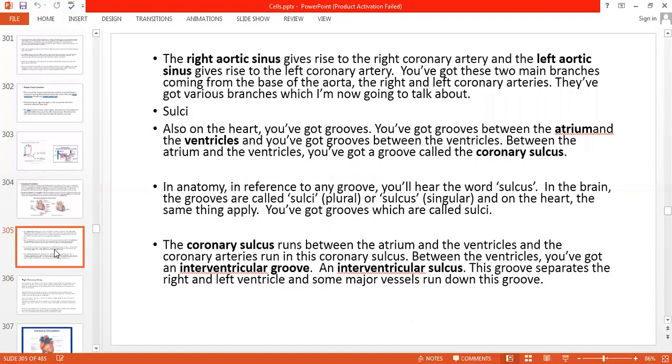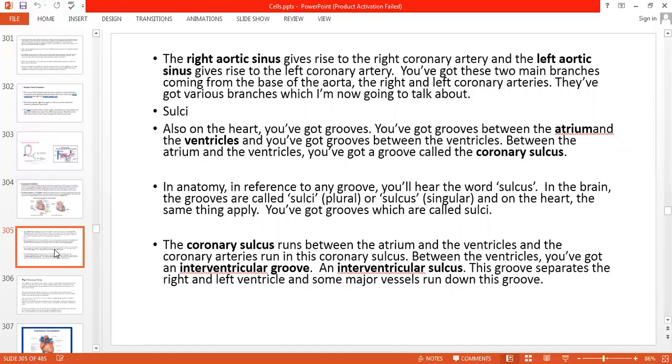The right aortic sinus gives rise to the right coronary artery, and the left aortic sinus gives rise to the left coronary artery. So these coronary arteries come out from the sinuses. You have got these two main branches coming from the base of the aorta. The right and the left coronary artery have various branches which I'm not going to talk about.